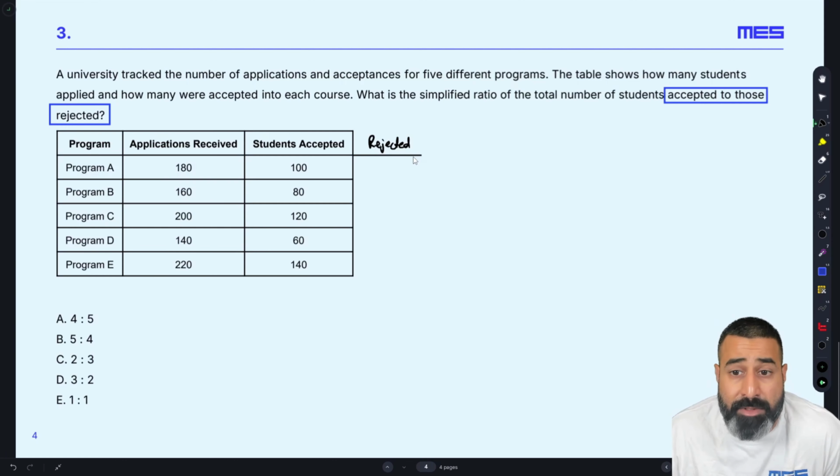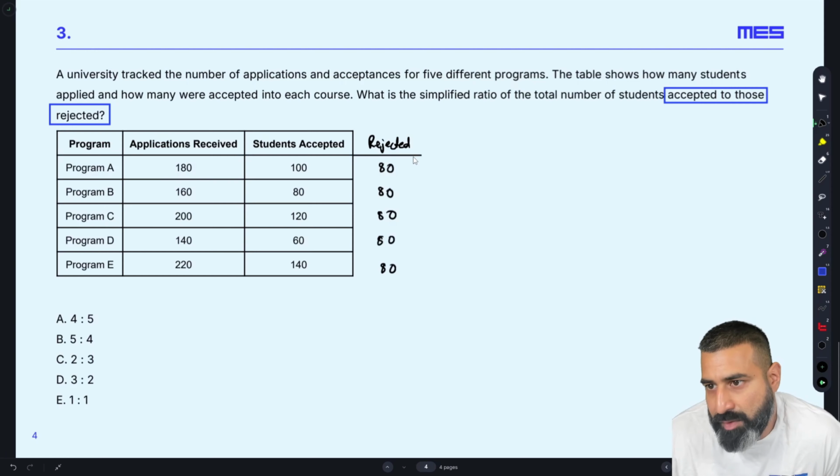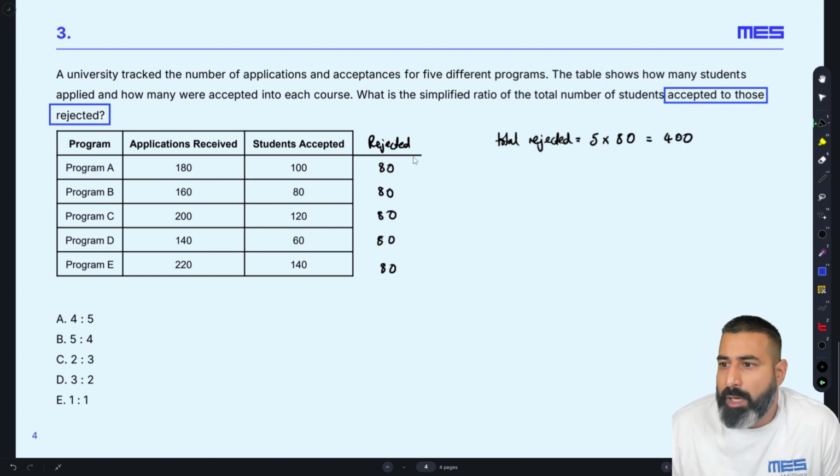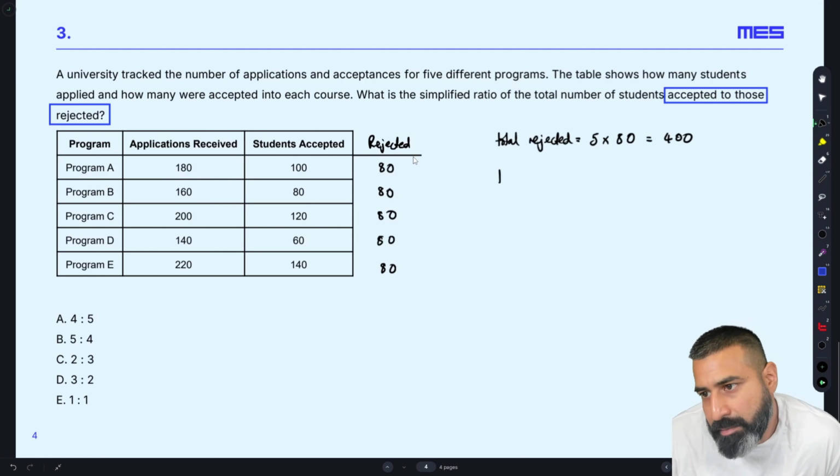So therefore 180 received, 100 accepted, so rejected must be 80. So that is 80 as well, and that's 80 as well, and that's 80 as well. So total rejected is 5 lots of 80. So 8 5s is 40. So that is 400.